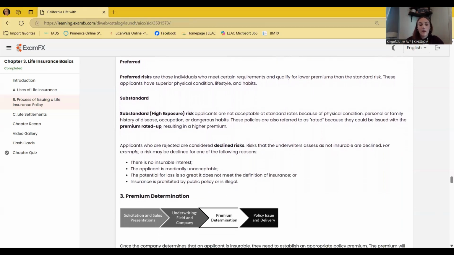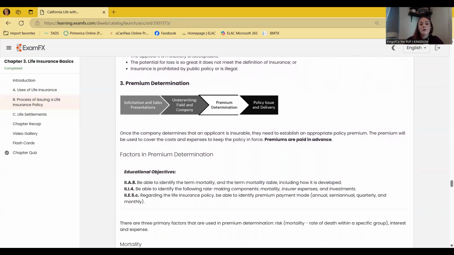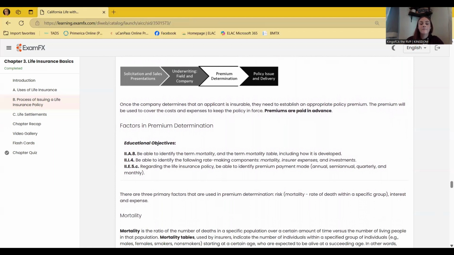Perfect. We already went over risks, so we are all good there. All right. Next, right? So first was solicitation and presentation, right? Next was underwriting. Now we have premium determination, okay?